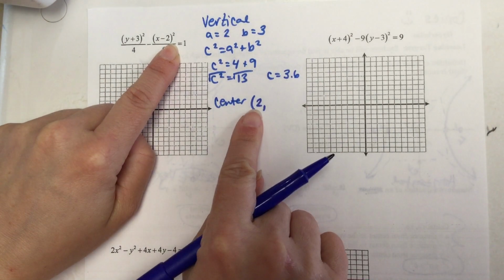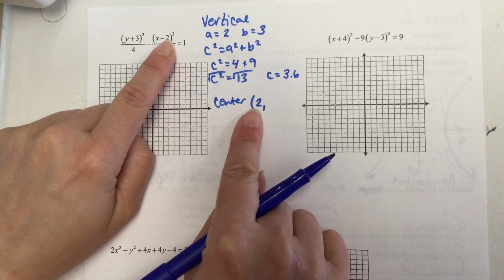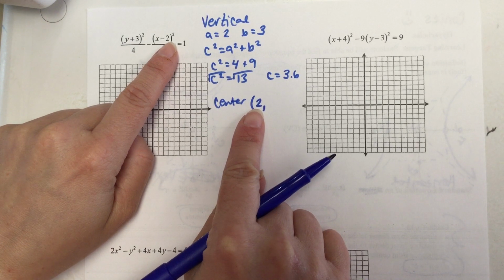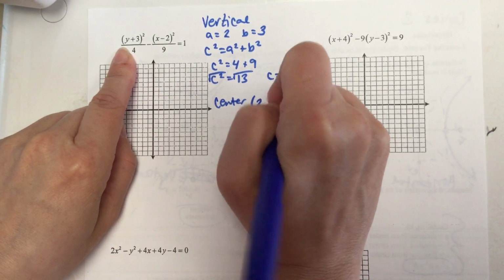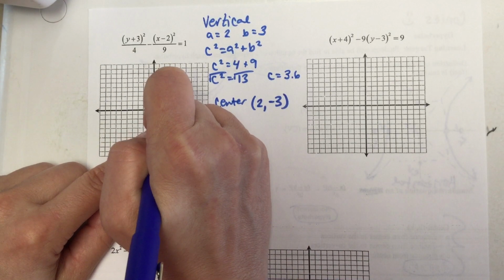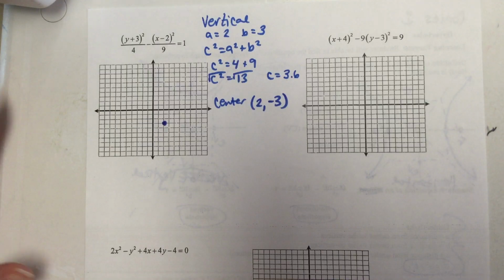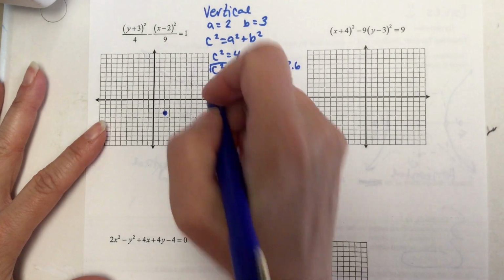A 2. Okay, sorry. What am I subtracting from the y? A negative 3. So if I go to the right 2, go down 1, 2, 3, there is the middle where this is all going down, guys.